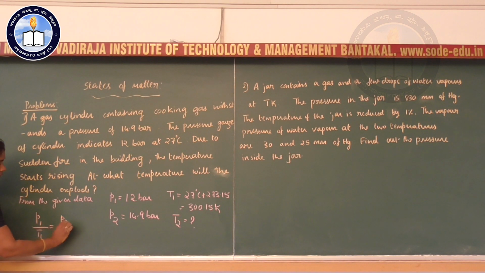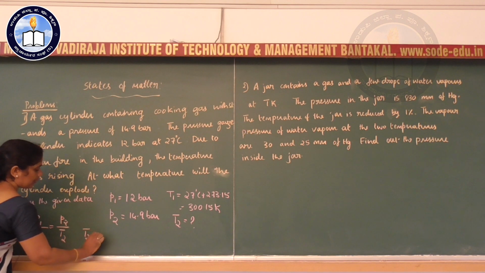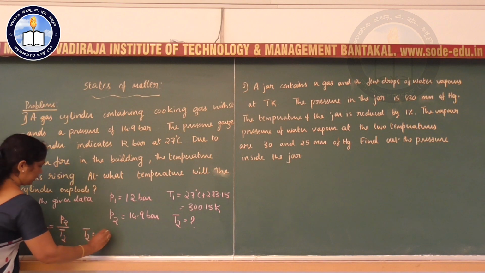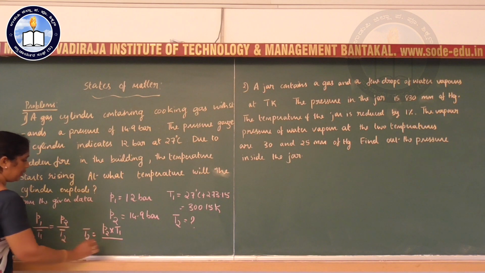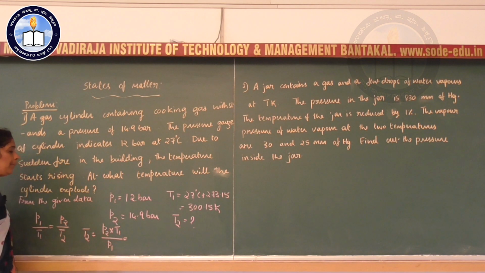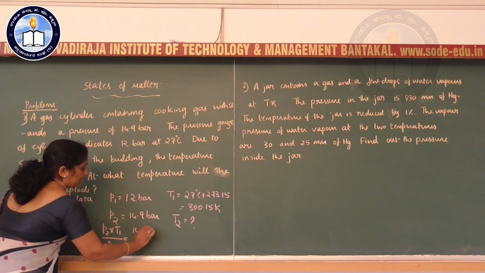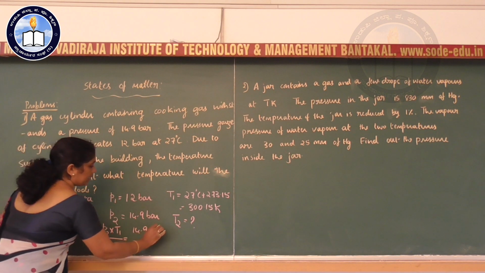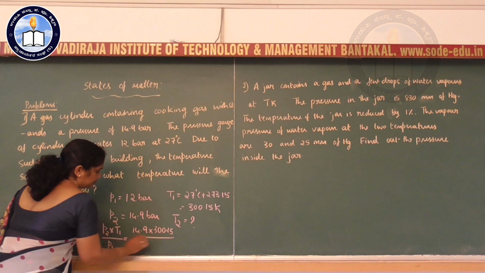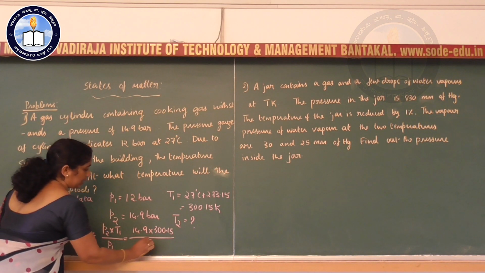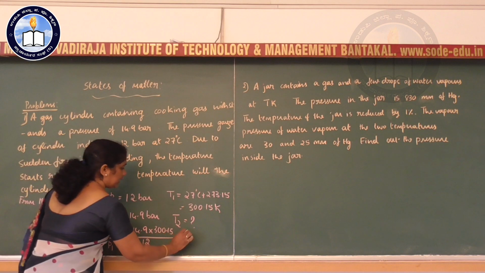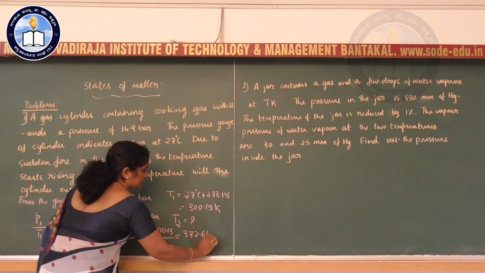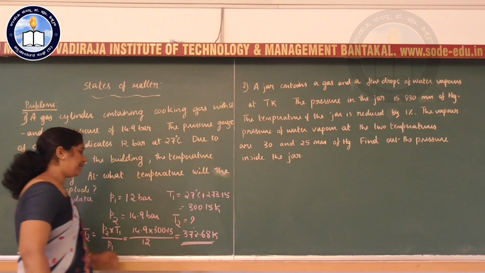By T1 is equal to P2 divided by T2. We have to find out T2. So T2 is equal to P2 into T1 divided by P1. P2 is nothing but 14.9. T1 is nothing but 300.15. P1 is nothing but 12. So we'll get the answer as 372.68 Kelvin by simplifying this.